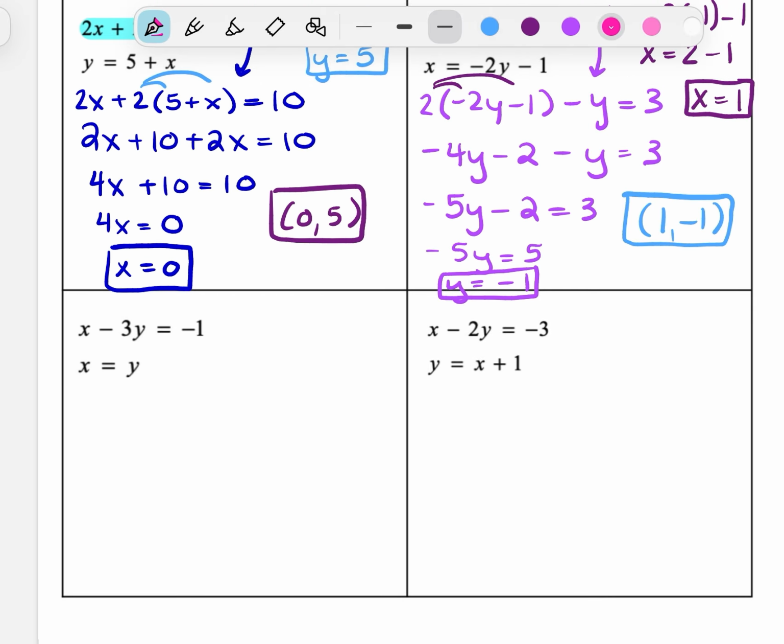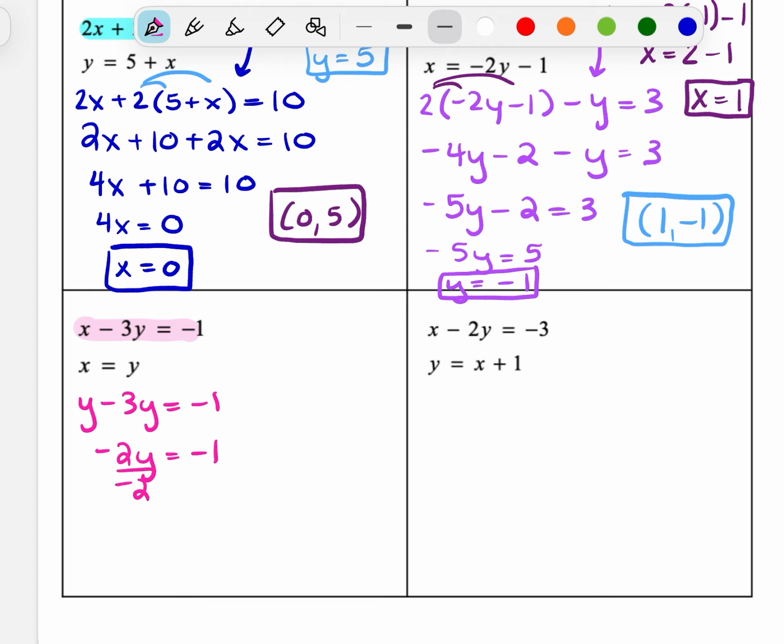Now the next one says that x is equal to y. Because both variables are already isolated, it's 1x is equal to 1y, so I can decide to substitute either one. I'm going to choose y. So instead of x minus 3y is equal to negative 1, I'm going to say y minus 3y is equal to negative 1. Combine my like terms, y minus 3y is negative 2y equals negative 1.